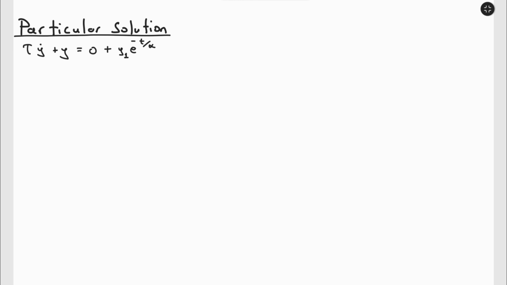Let's talk about particular solution. In the previous video, we talked about this question here. This was the homogeneous problem where our input was 0, but now our input has something else right here. So our right hand side is the input and left hand side is the filter. By the way, y1 is a constant.